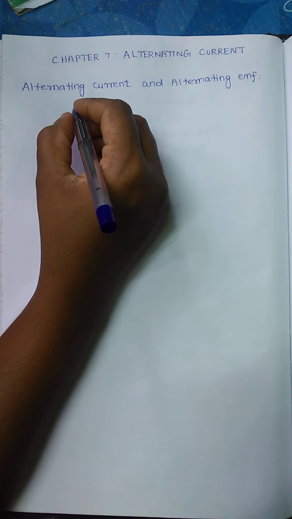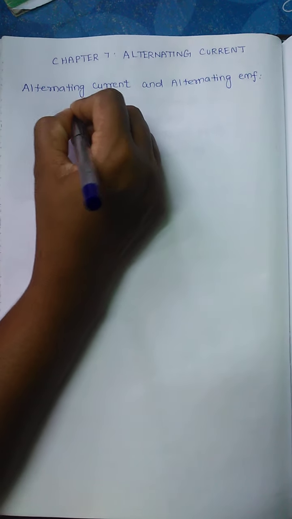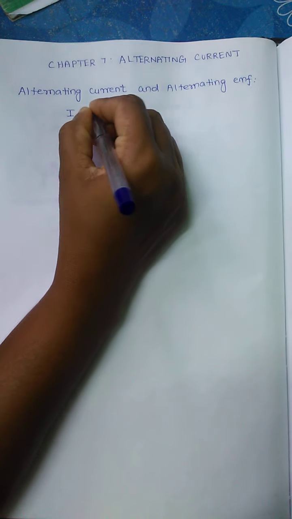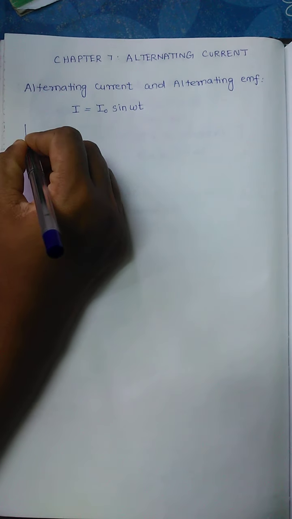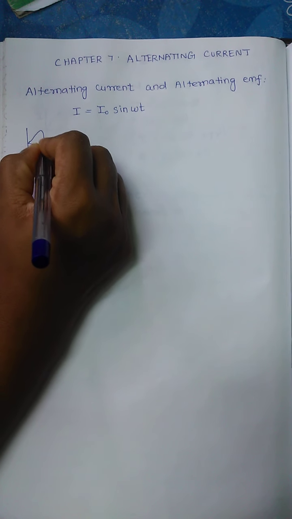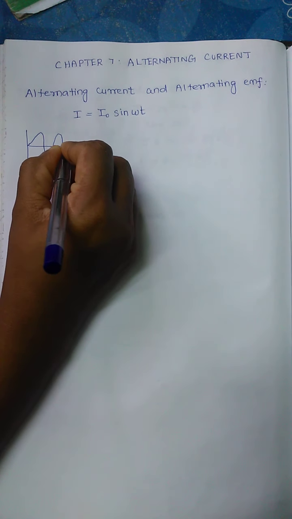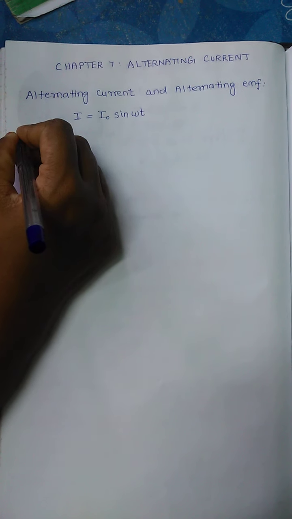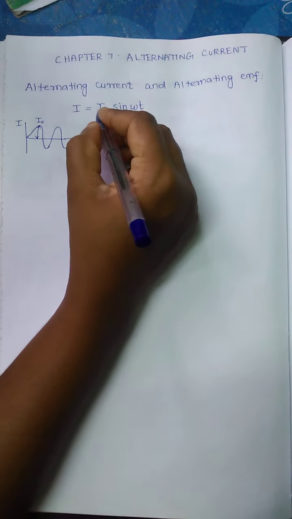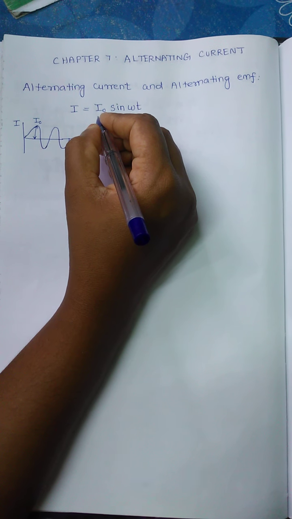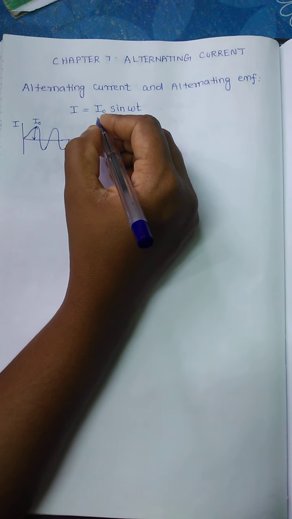In the last chapter, we saw the expression for alternating current, that is I = I naught sine omega t. Alternating current is defined as the current which changes its magnitude and direction alternately with respect to time. This wave is called alternating current. Here the maximum value is taken as the peak current I naught, the maximum value of current in both the positive and negative half cycle.